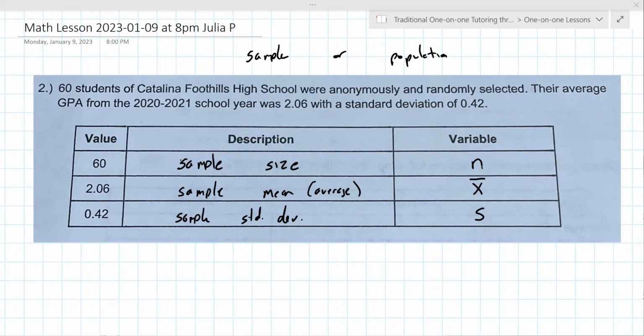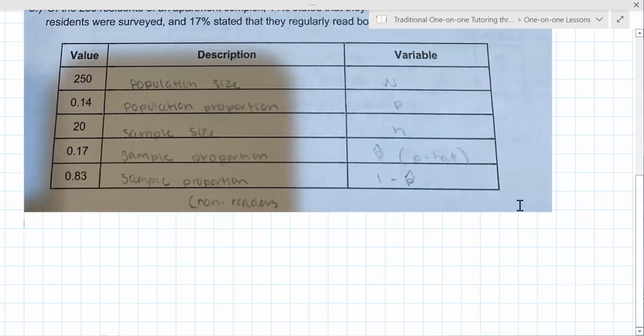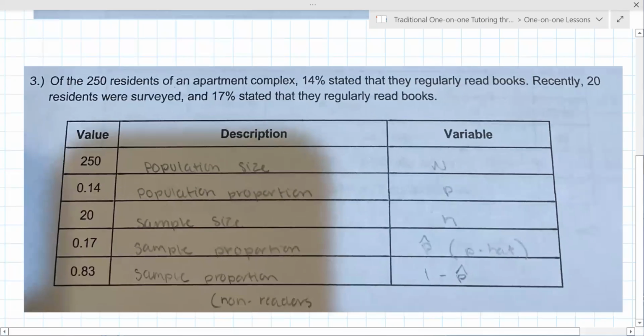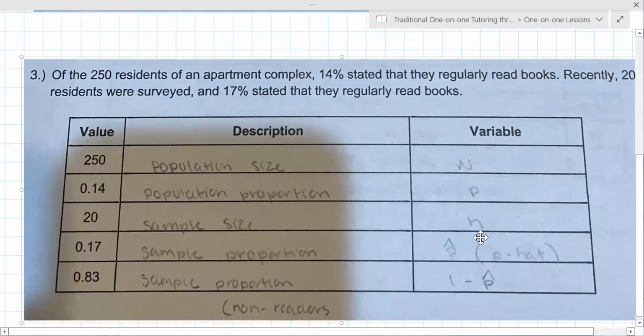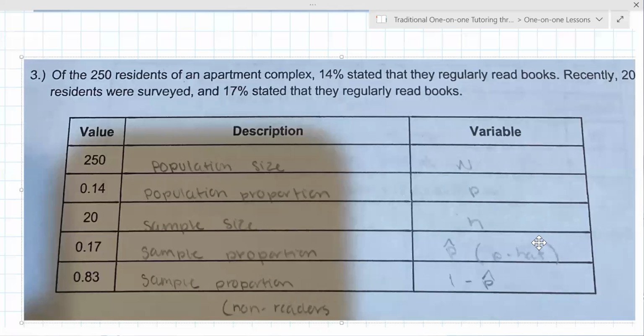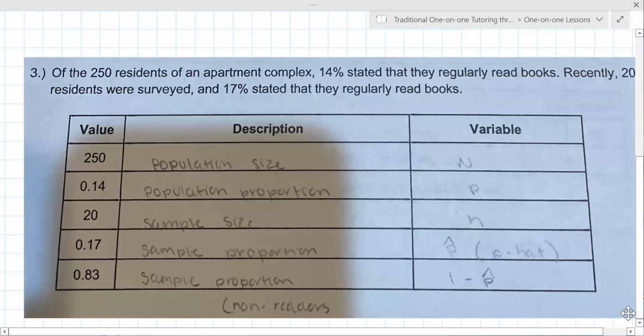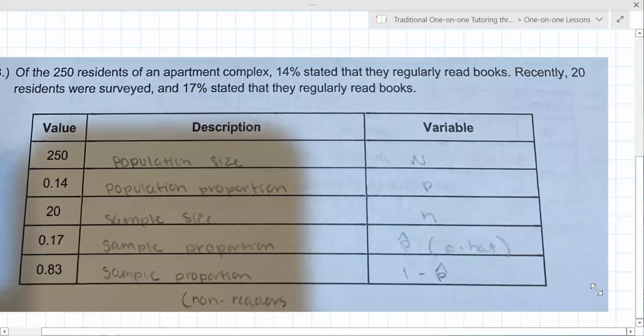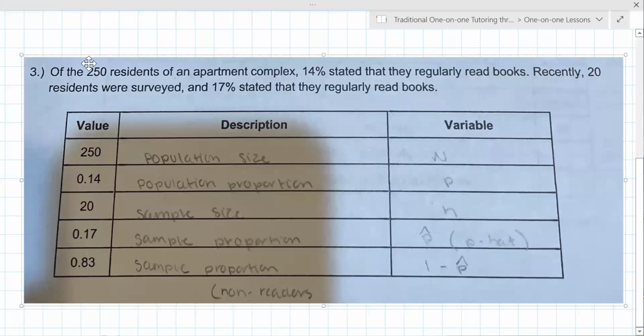So it looks like you've already done number 3. Do you feel confident in your work? Yes. It looks pretty good from what I'm seeing here. So it says, of the 250 residents of an apartment complex. Now there's a little bit of having to decide if that's everyone in the apartment complex. It seems kind of small, but the way it's written, it is everyone. When you actually start thinking about how many people live in an apartment complex, you're like, wow, that's a lot of people in such a small area.